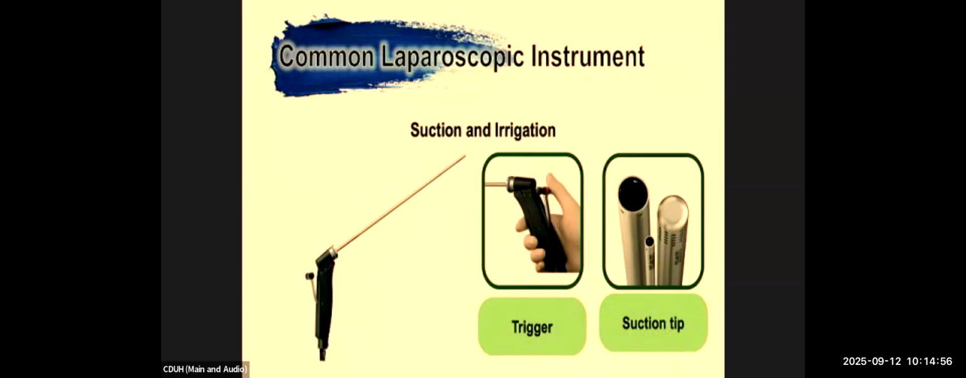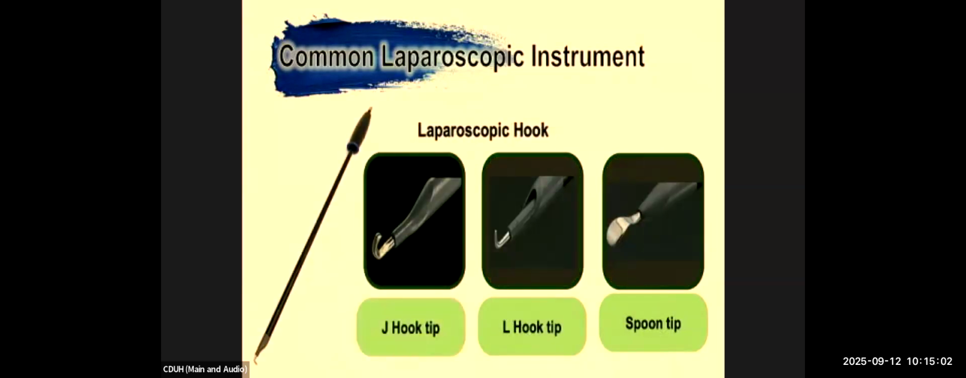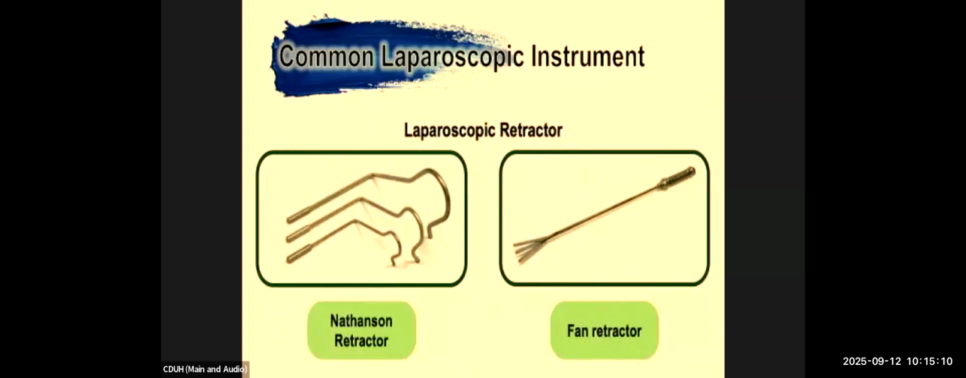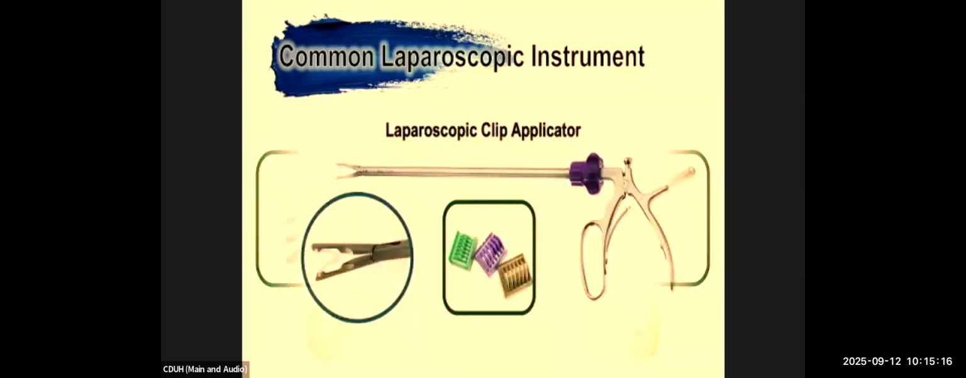Next is a suction and irrigation, where that is called a trigger, and the other one is called a suction tip. Next is a laparoscopic hook. There is a J hook tip, L hook tip, and also the spoon tip. Next, these are all the retractors. First one is a Nathanson retractor. Next one is a fan retractor.